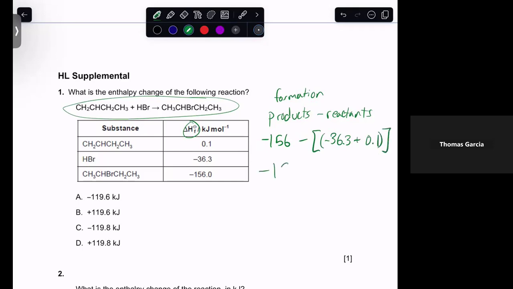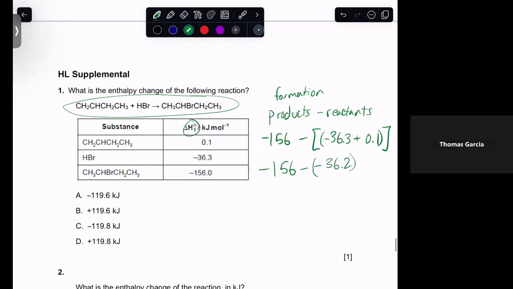So we get negative 156 minus a negative 36.2. When we add that together, we get negative 119.8, which is right here.